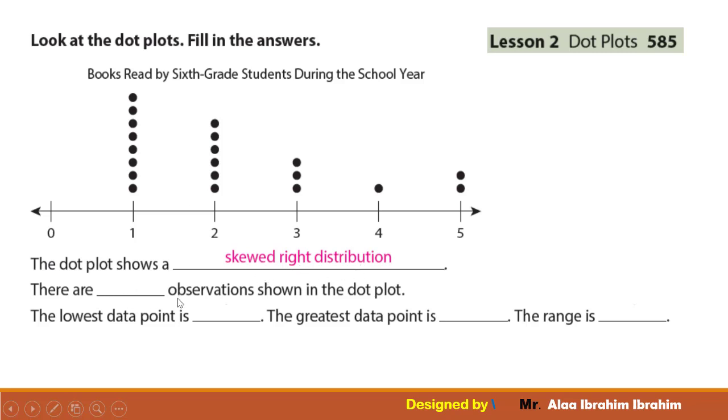There are how many observations, how many students here? So if you count all of them from here up to here, it is 20. The lowest data here, the smallest thing here, was 1, and the greatest here was 5. The range, I told you before, is greatest minus smallest, so 5 minus 1 is 4.